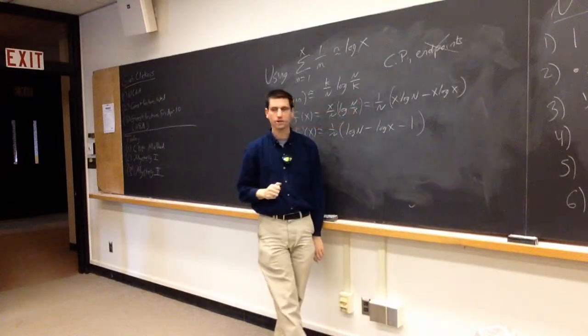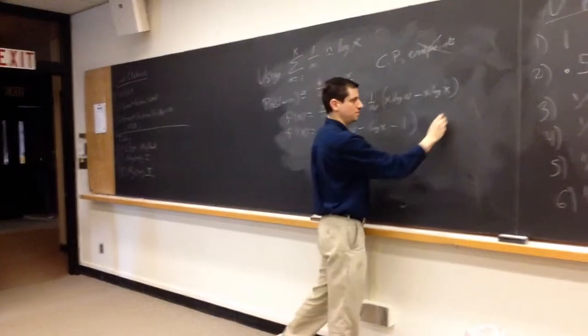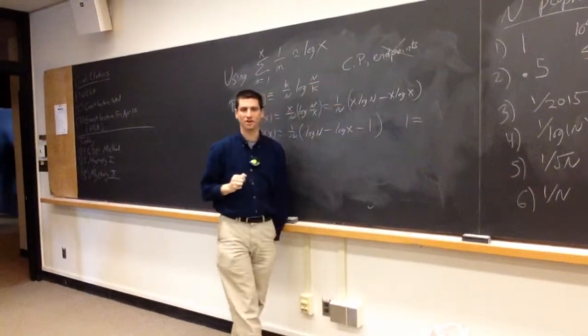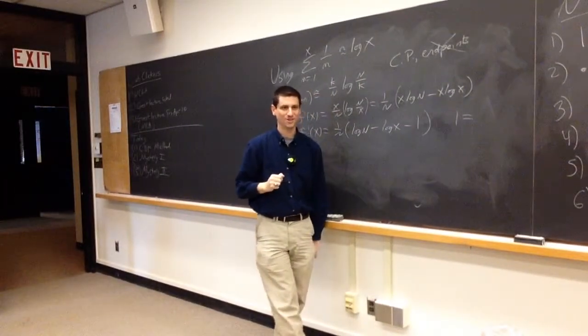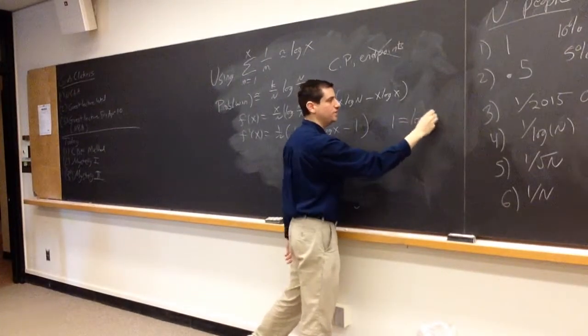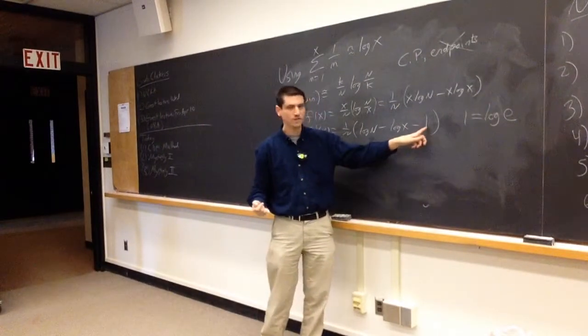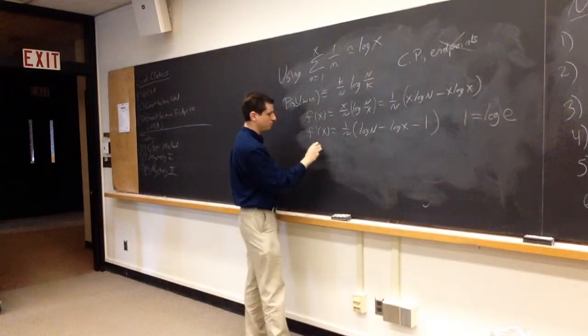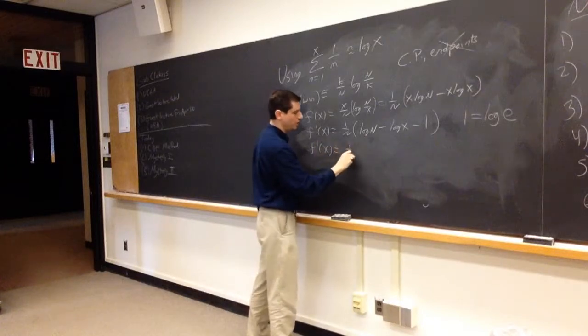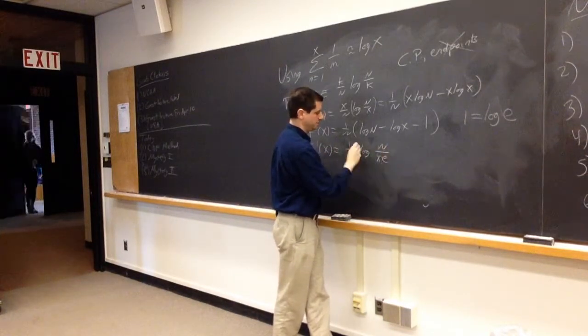Anybody know a really good way to write 1? What's a good way to write 1? Log of 0. No, not log of 0. Close. Log of? E. Log of e. Because I've got log, log, I can combine logs. Let's write that as the log of e. We get f prime of x is 1 over n, the log of n over xe.